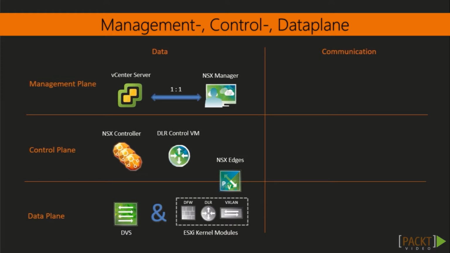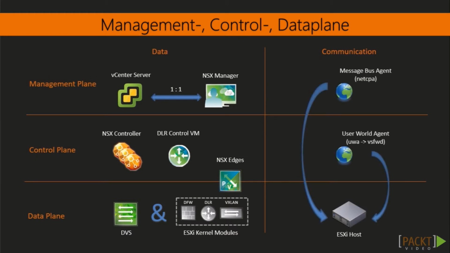Each component within the data plane is responsible for handling data or shipping traffic from A to B. So we have a vSphere component, which is the DVS, the distributed virtual switch, plus the ESXi kernel modules. They consist of the distributed firewall, the distributed logical router, and the VXLAN or VTEP kernel module. So these components are responsible for handling data.